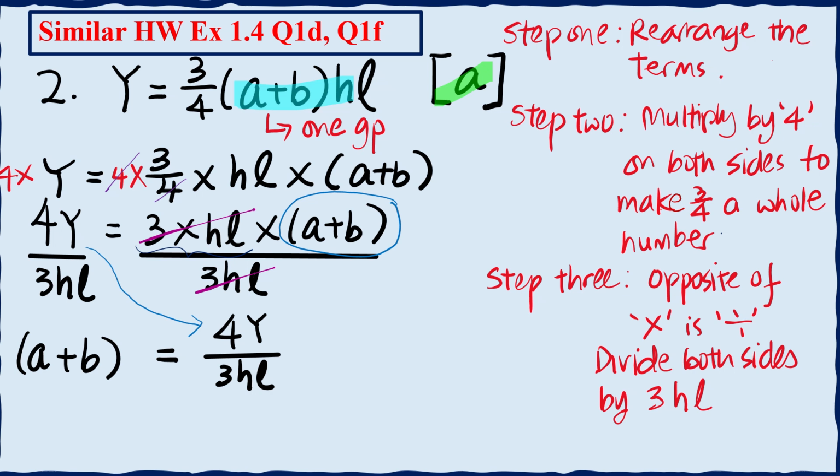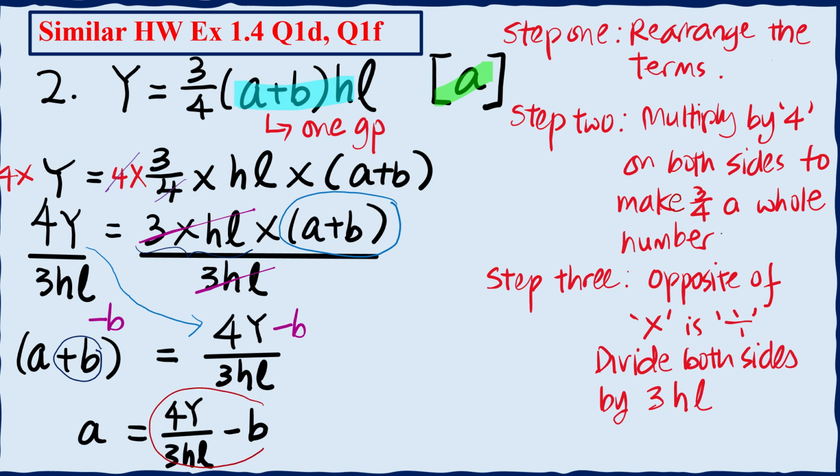The opposite of positive B is negative B. So step number 4 is to subtract B on both sides. And therefore, we get A equals 4y over 3HL minus B. Now, some students may want to combine these two fractions into one. It is not necessary, but if you want to, it's possible to have that as the answer.